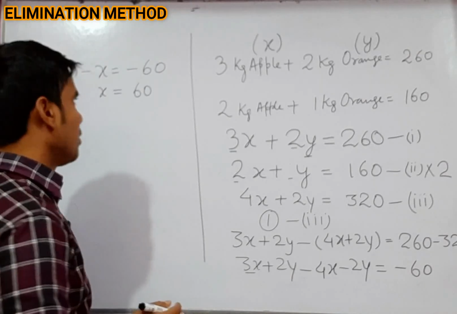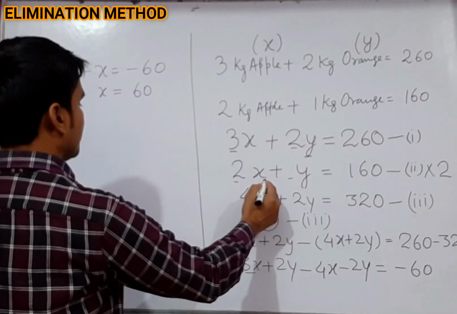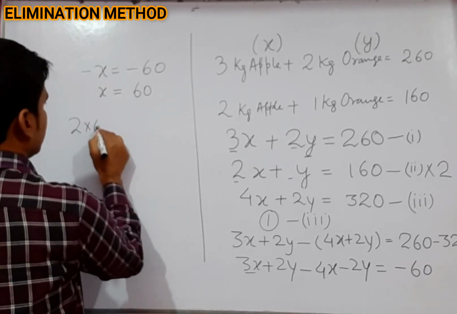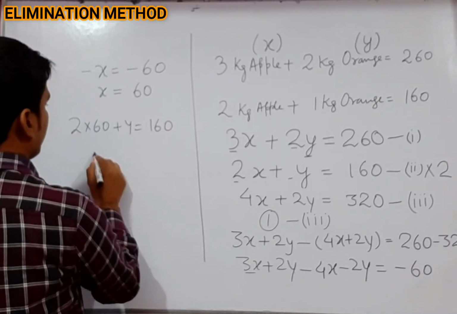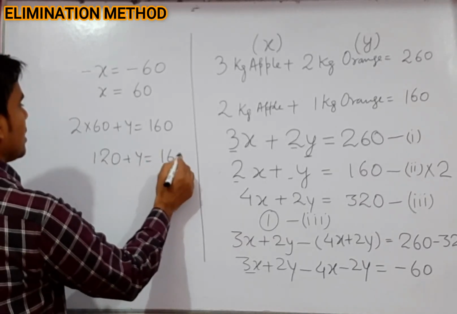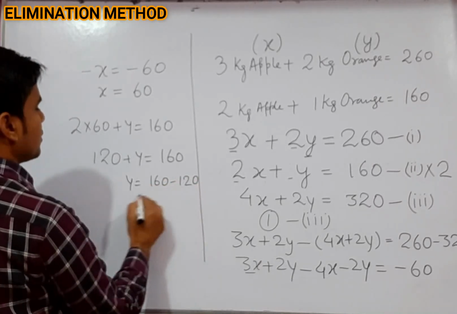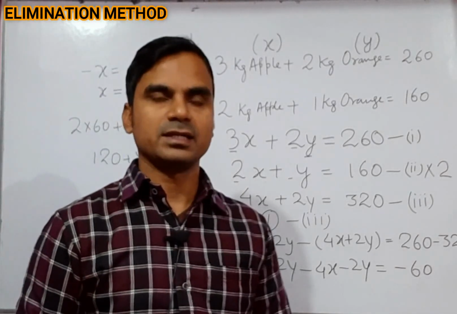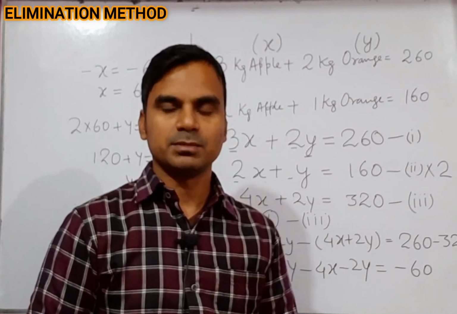Now you can put the value of x in any equation. Let's say that we put the value of x in equation 2. So 2 into 60 plus y equals to 160. So 120 plus y equals to 160. Y equals to 160 minus 120, that is equal to 40. So again we have got the value of x 60 and the value of y 40 by the elimination method.